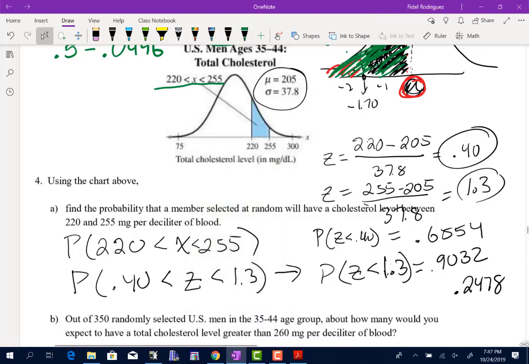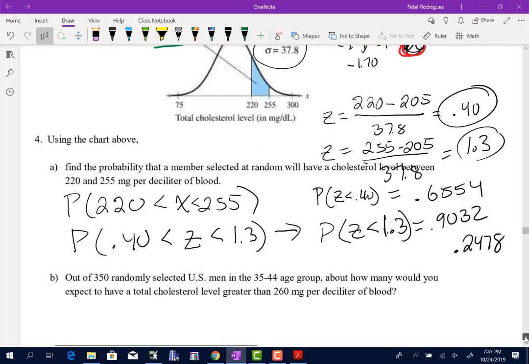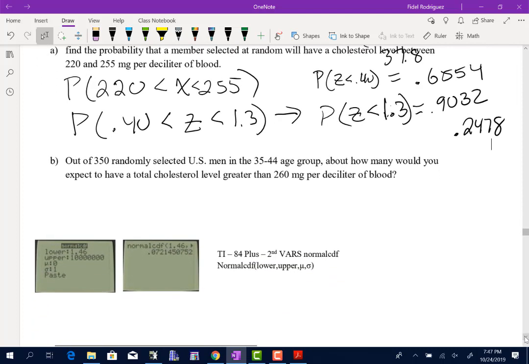All right, guys, I think there's a part B to this question. So let's see if we can answer part B. Okay, let's take a look here. It says, out of 350 randomly selected U.S. men in the 35 to 44 age group, about how many would you expect to have a total cholesterol greater than 260?